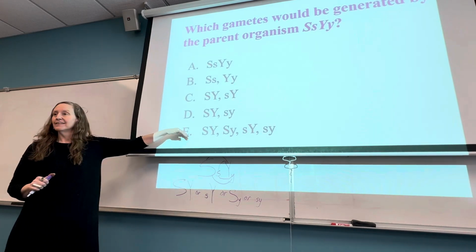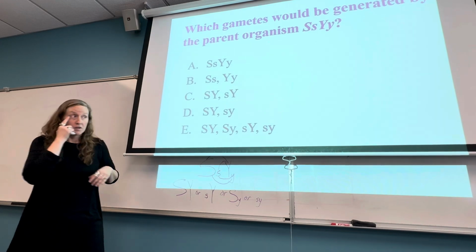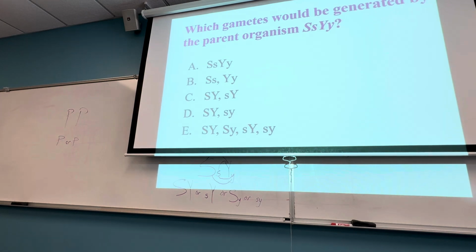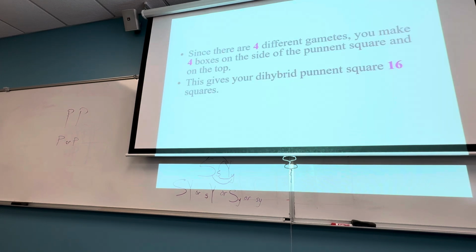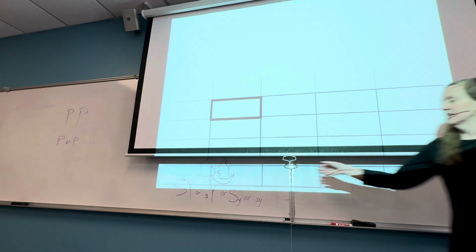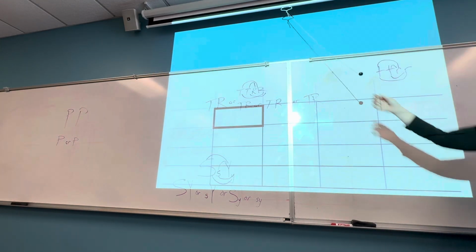It's got to be E then. Anybody questions on foiling? Okay. You're going to have a 4 by 4, right? 4 gametes by 4 gametes, a 16 square Punnett square. Let's do it. Sorry, you didn't get that one.